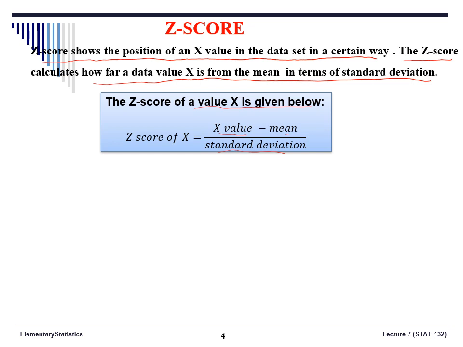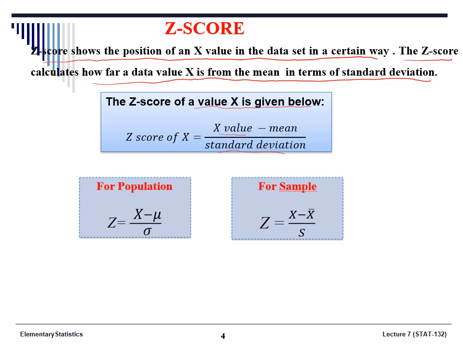And we have the z-score of a data value as x minus mu divided by sigma if the data set shows the population, and if the data set is taken from a sample, we have the same formula with the symbols for the sample, so x bar and s, which we use for the sample mean and the standard deviation.